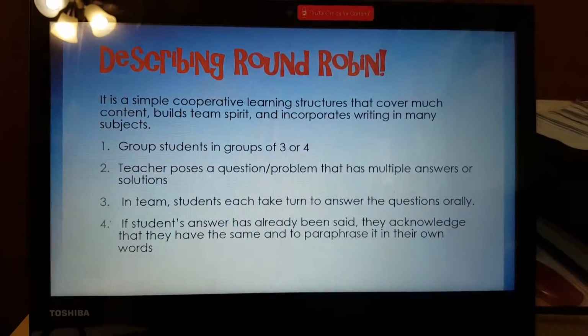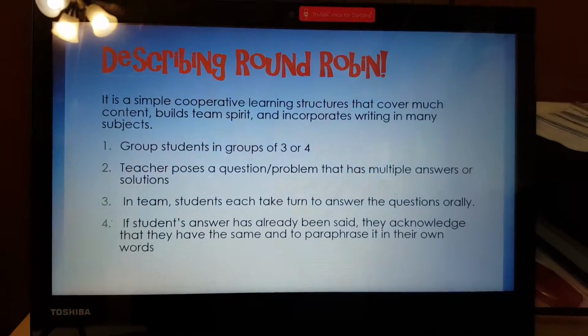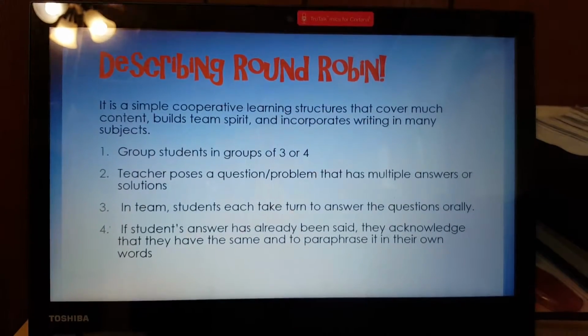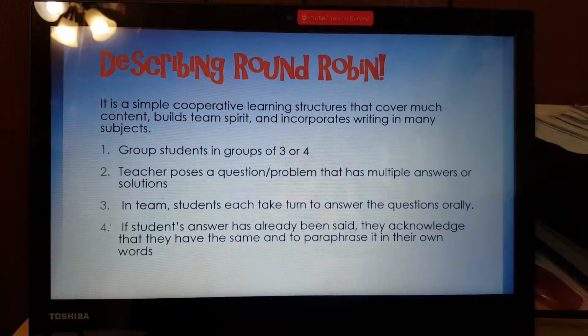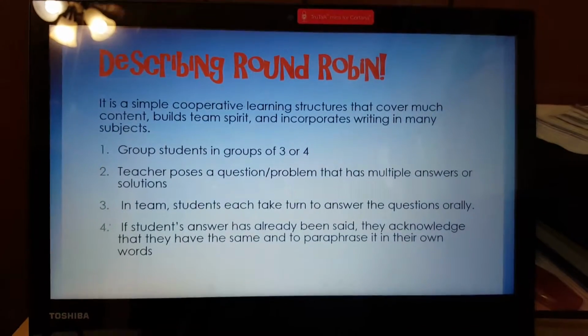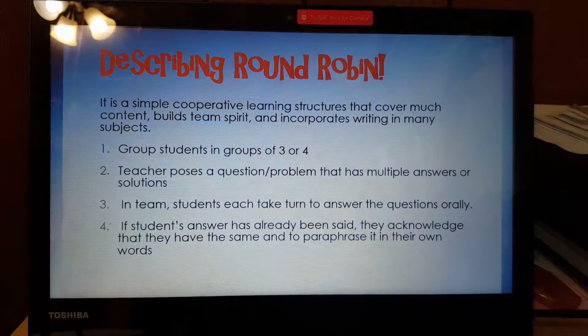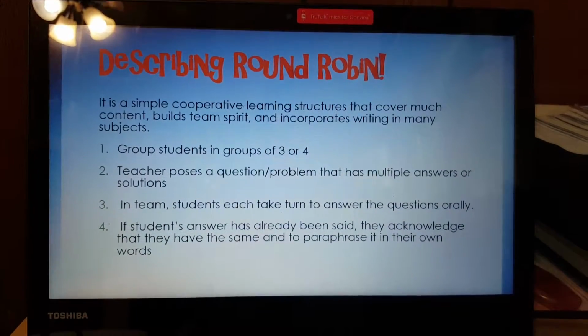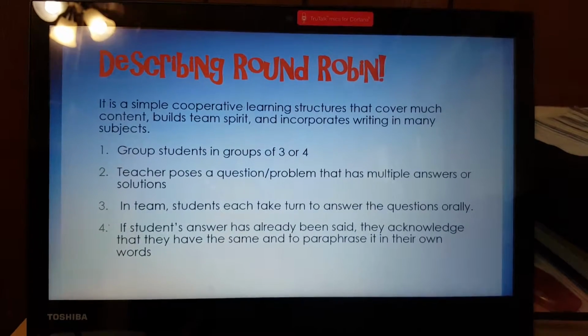To describe it a little bit more, it's just a simple cooperative learning strategy or structure. It covers as much content as possible, and it also encourages team spirit and incorporates writing in many subjects. So the way you do this is you group students in groups of 3 or 4. Sometimes our classrooms might be larger, so our groups will be larger, but ideally 3 or 4 is best.